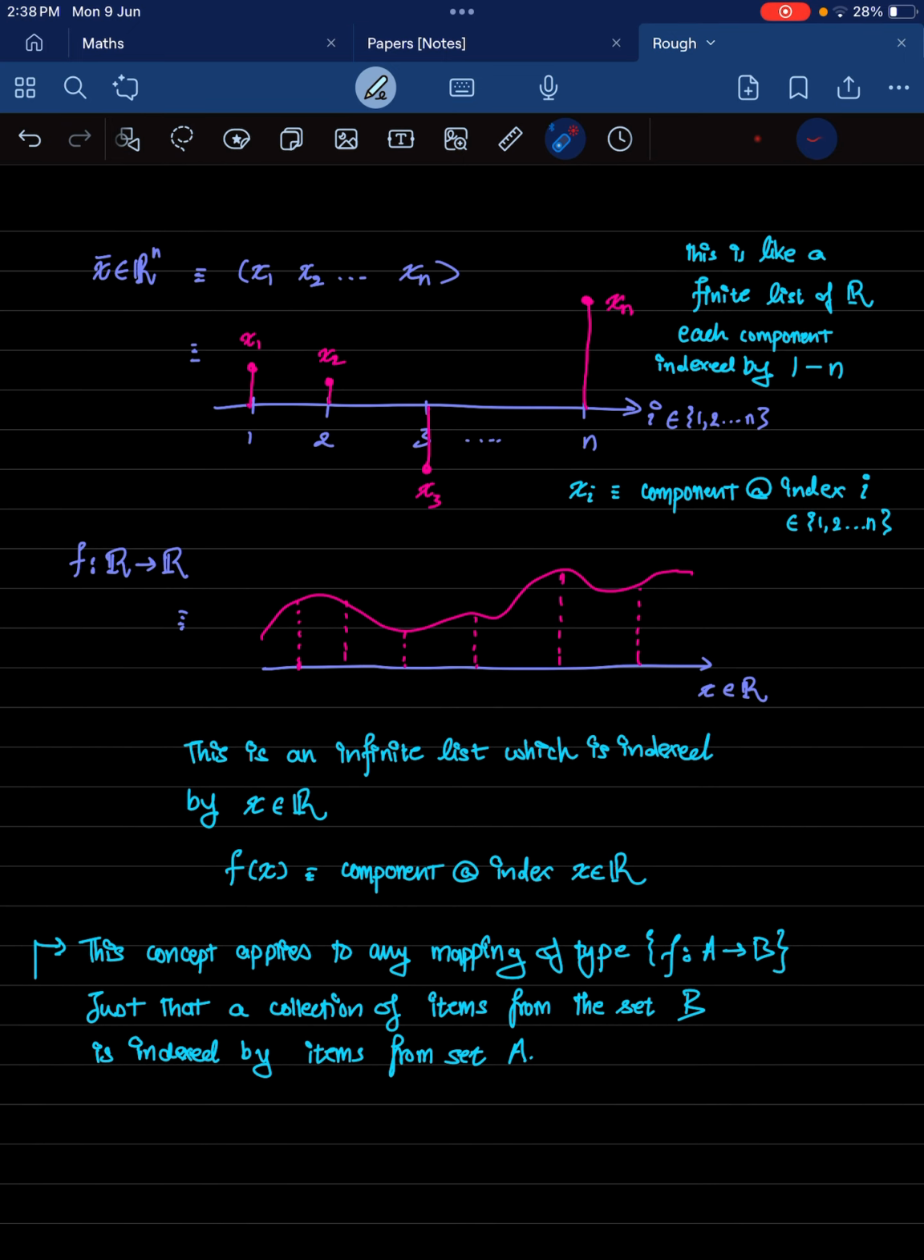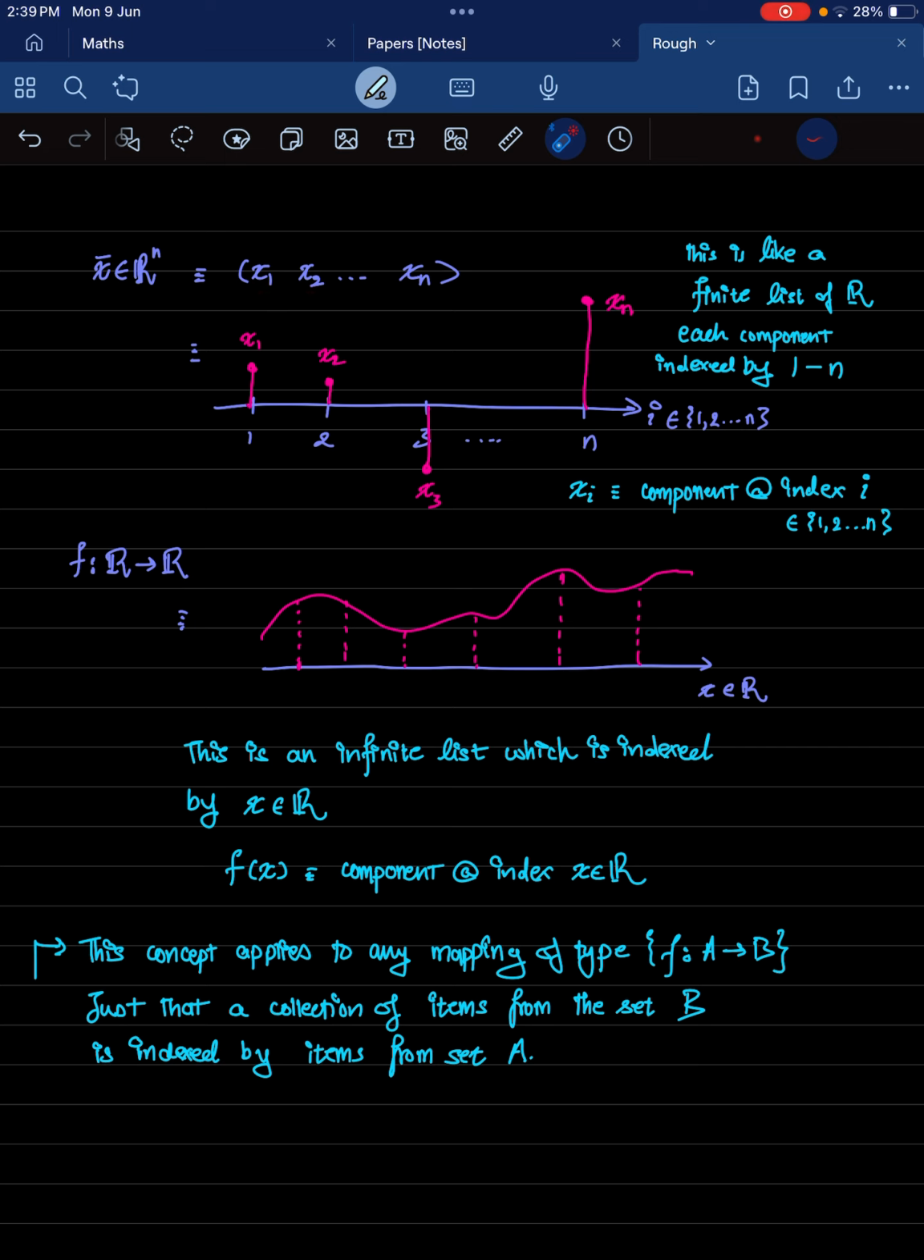Alright, I actually want to first of all emphasize how similar this f from R to R is to the real vectors that we saw in the last video. So look at this. Any x bar that is from Rn can be written as x1, x2, up to xn, but you can also plot it like this.